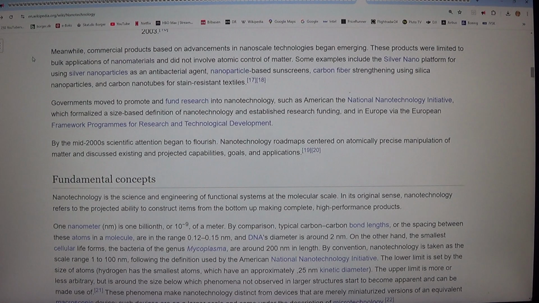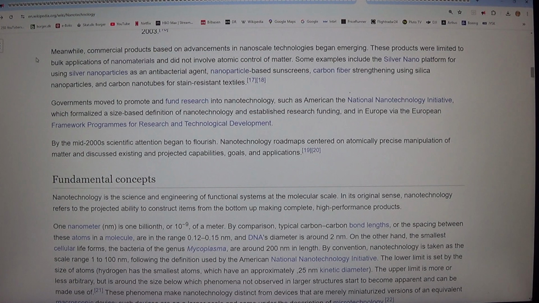Meanwhile, commercial products based on advancements in nanoscale technologies began emerging. These products were limited to bulk applications of nanomaterials and did not involve atomic control of matter. Some examples include the Silver Nano platform for using silver nanoparticles as an antibacterial agent, nanoparticle-based sunscreens, carbon fiber strengthening using silica nanoparticles, and carbon nanotubes for stain-resistant textiles.